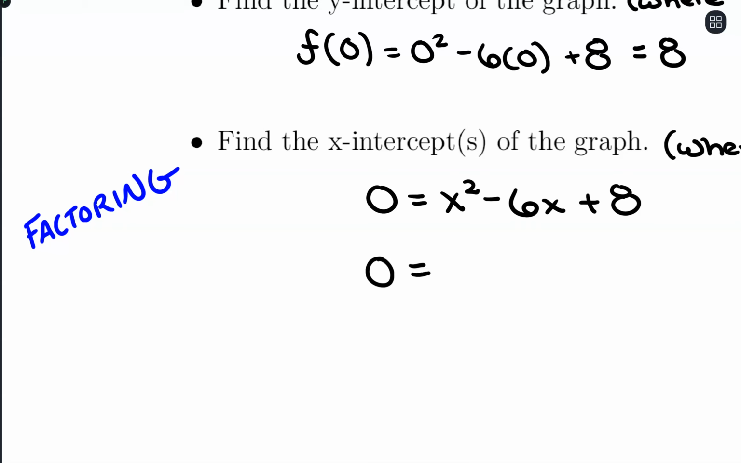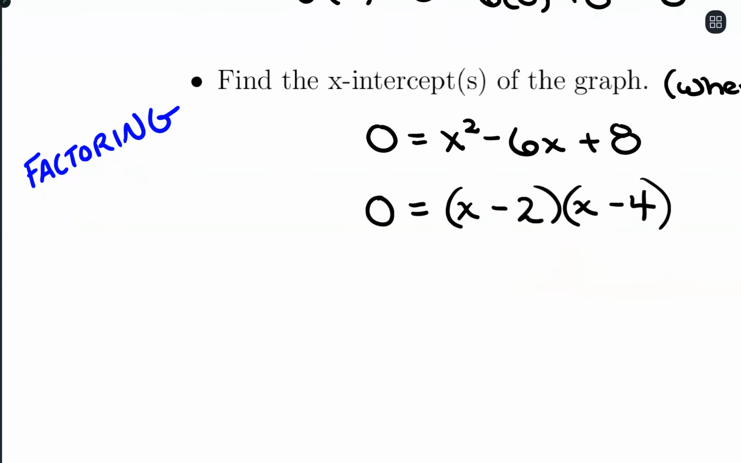So 0 equals, I'm going to factor this. I want two things that multiply to positive 8 and add up to negative 6, and that's going to be negative 2 and negative 4. If I multiply those, I get positive 8, and then negative 4x plus negative 2x gives me that negative 6x.